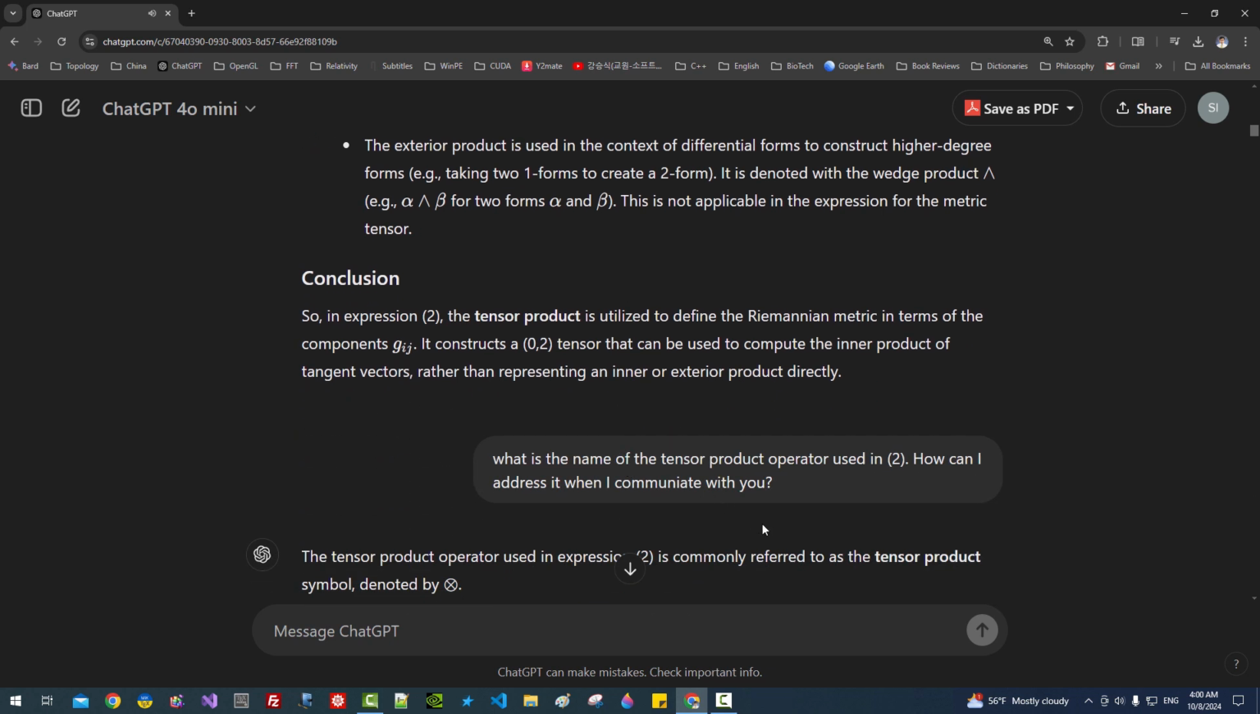Conclusion. So in expression 2, the tensor product is utilized to define the Riemannian metric in terms of the components g_ij. It constructs a (0,2) tensor that can be used to compute the inner product of tangent vectors, rather than representing an inner or exterior product directly.